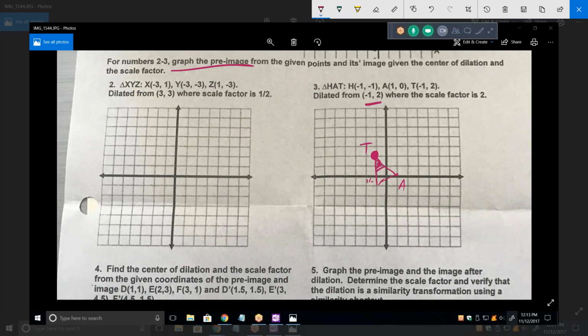And we've satisfied their question. We've drawn the center of dilation and we've graphed the preimage. All right, let's go to 4.